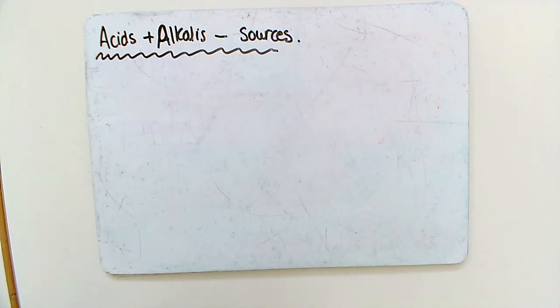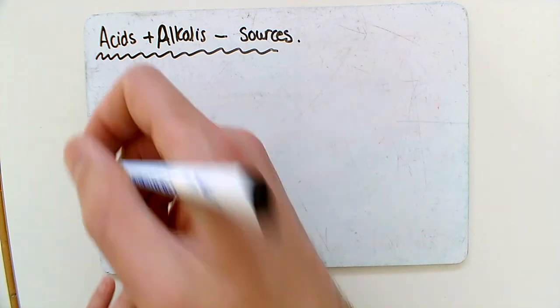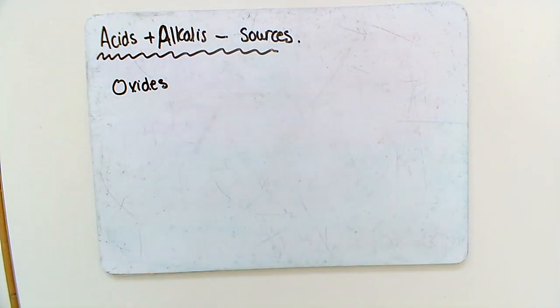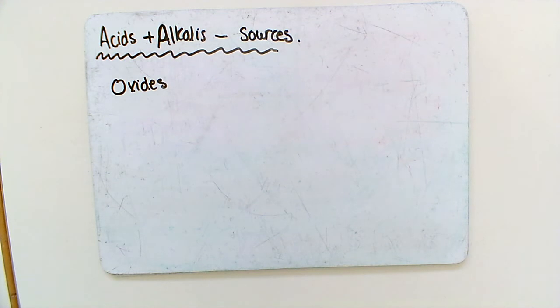Okay, so today what we're going to look at are the sources of acids and alkalis. Essentially that means the types of chemical that, when they dissolve, will produce either an acidic solution or an alkaline solution. An alkaline solution is just the description for a solution that's got an alkali in it. So the sources are going to be oxides. We're going to look at the different types of oxides that produce acidic solutions and the types of oxides that will produce alkalis or alkaline solutions.